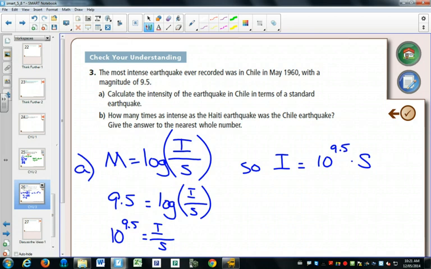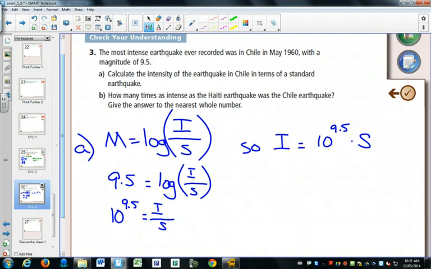Not a standard earthquake, just some sort of standard that's set. And that standard is probably something like the least amount that they can still register on a Richter scale, and then use that as a comparison. So then in B, how many times as intense as the Haiti earthquake was the Chilean earthquake? And did they give Haiti in the question beside? Yes. So Haiti had a magnitude of 7.